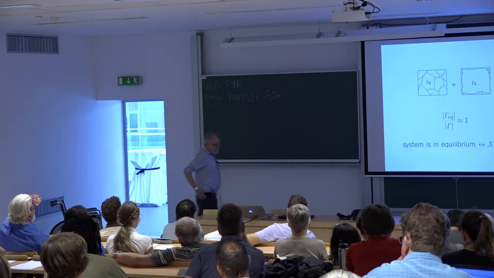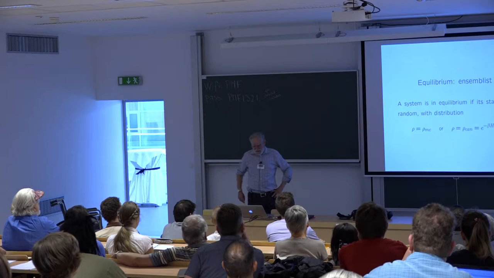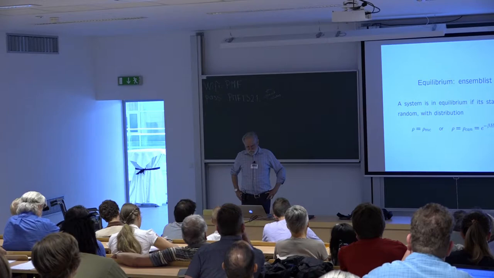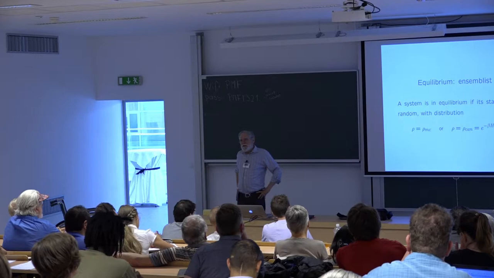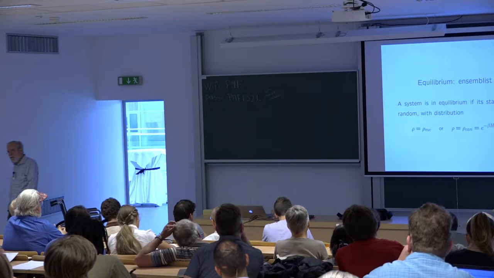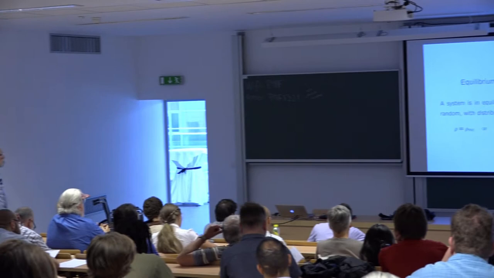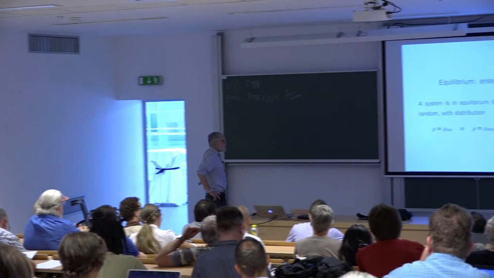Ensembles for an equilibrium. A system is in equilibrium if its state X is random, described by a probability distribution, an ensemble. And which ones? There are the standard ensembles, as they're called in statistical mechanics. The equilibrium ensembles could be the microcanonical ensemble, or the canonical ensemble, or what I haven't written, the grand canonical ensemble, describing a situation with an indefinite number of particles, which, again, I don't list.